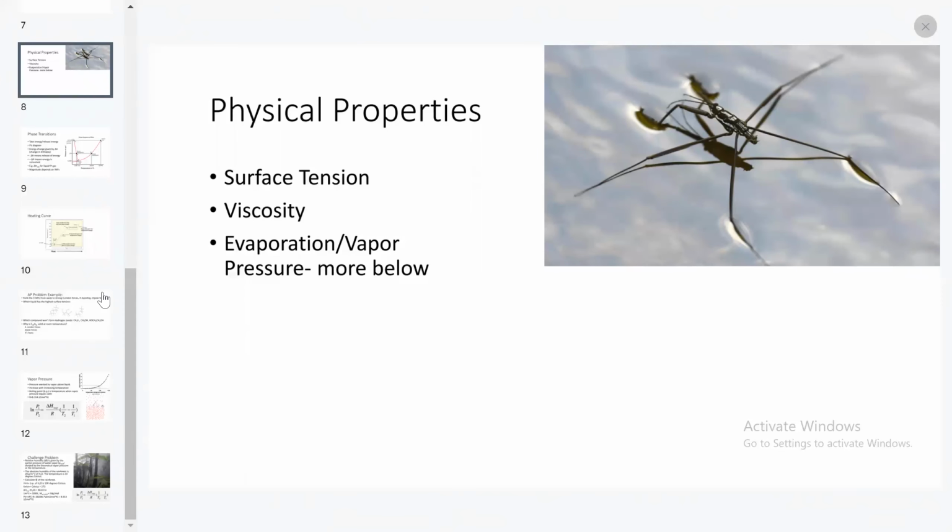Some physical properties of liquids. So the first thing I want to talk about is surface tension. Here I have a picture of a water strider. If you've ever been to a pond or something, you might have seen these little bugs. They flit across the water and they don't sink. They take advantage of what's called surface tension.